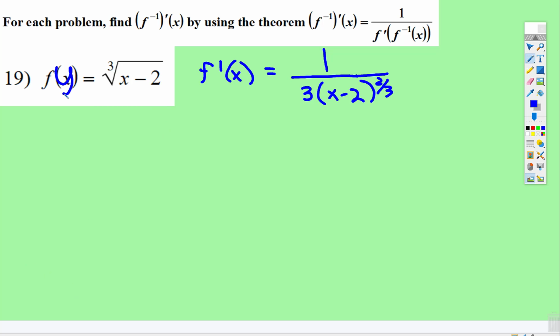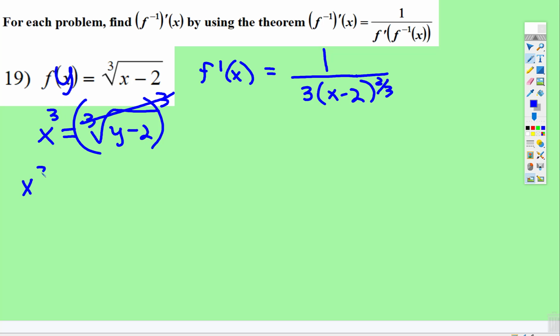All right, now we're going to find our inverse function. So if we rewrite that as y and swap the x's and the y's, well, the only way to cancel something that's being cubed is to cube it. And then those cancel. And then we cube that side. So x cubed is equal to y subtract 2.